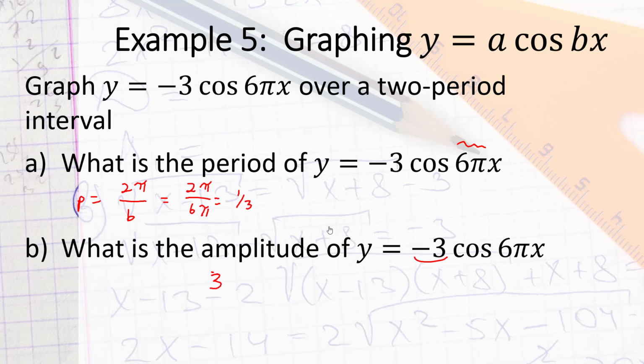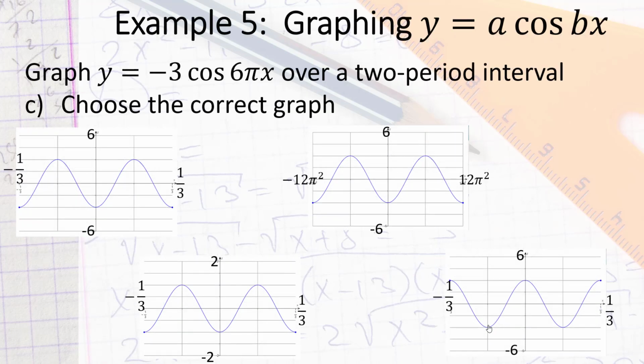So we are going to have a cosine wave with a period of 1/3, an amplitude of 3, and since we're dealing with a negative sign, it's going to be flipped, which will tell us that when x is equal to 0, y is going to be equal to -3, or y is going to be equal to -3 times cosine of 0. Well, cosine of 0 is 1, so y is equal to -3. So now we can come over here and select the appropriate graph.